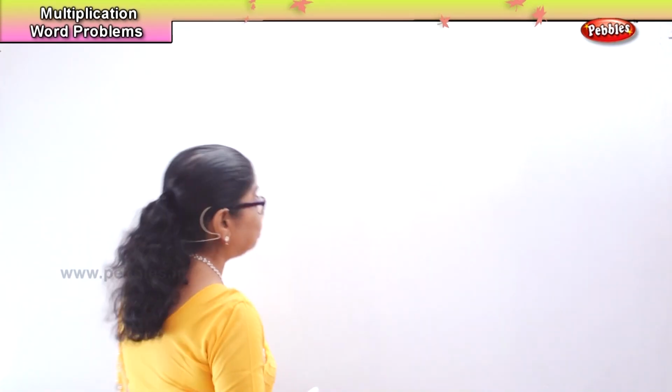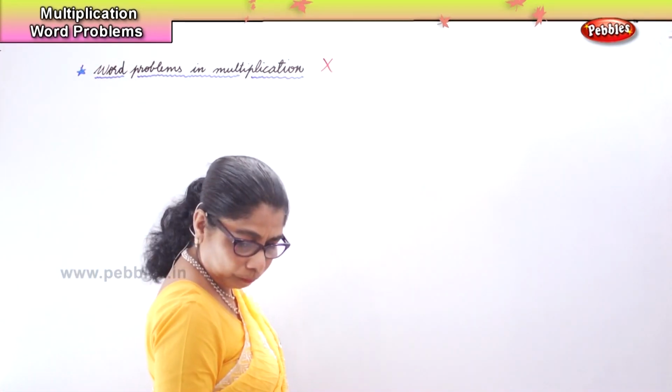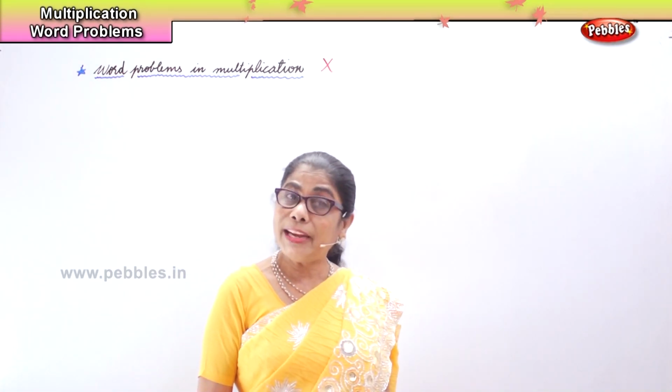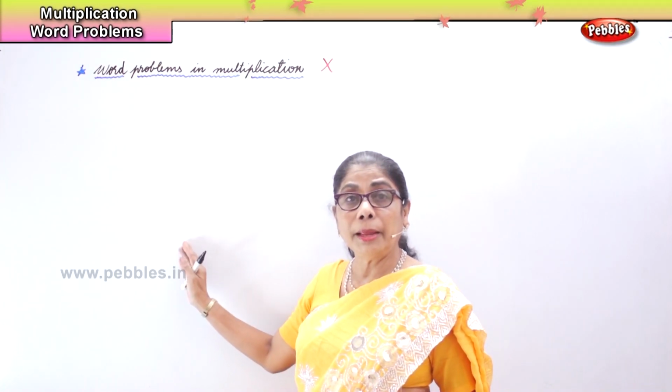Hi children, now let us work out some word problems in multiplication. I'll write the problems for you. It is the multiplication, 2 digit by 2 digits, which you already know. All we need to do is understand the problem, frame the statement, draw the column, ones, tens, hundreds, and place the numbers before you multiply. All right?